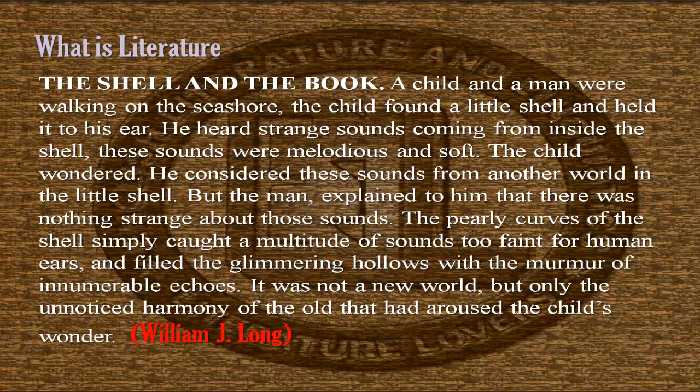And for this purpose, we read this passage from the book English Literature, Its History and Its Significance for the English-Speaking World, written in 1909 by William J. Long. The passage is: A child and a man were walking on the seashore. The child found a little shell and held it to his ear. He heard strange sounds coming from inside the shell. These sounds were melodious and soft. The child wondered. He considered these sounds from another world in the little shell.